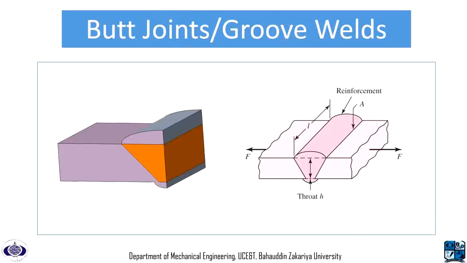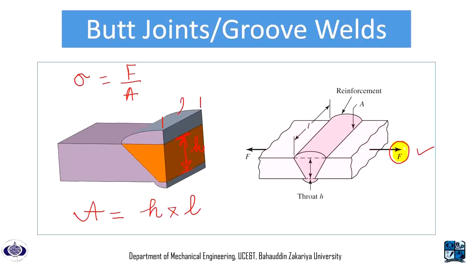Here we have a butt joint or groove weld under normal stress, which can be tensile or compressive, and from our knowledge of mechanics of material we know that stress is equal to F over A, where F is the applied load and A is the cross-sectional area of the weld, which is equal to H into L. H is the height of the weld and L is the width of this weld.